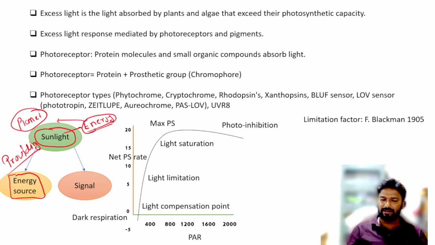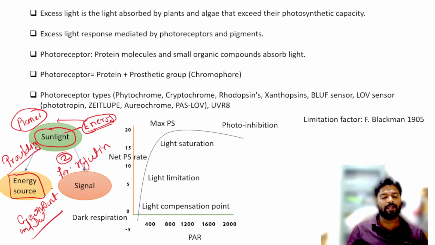And second function, it acts as a signal for the regulation of different plant growth and development. Okay, so sunlight acts as an energy source in the plant, and also it works as a signal for the regulation of various plant growth and development. तो ये आपके दो इंपॉर्टेंट फंक्शंस हो गए सनलाइट का इन द प्लांट्स.